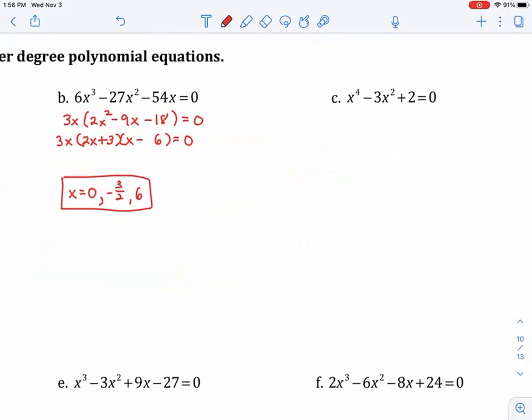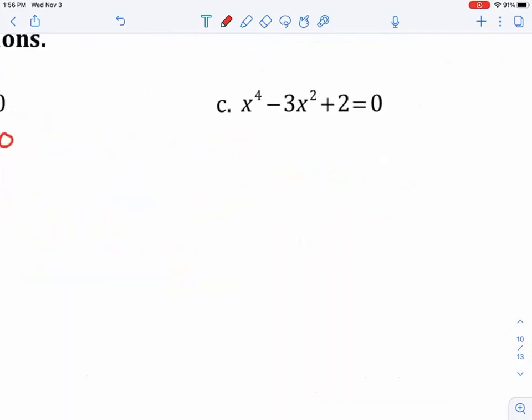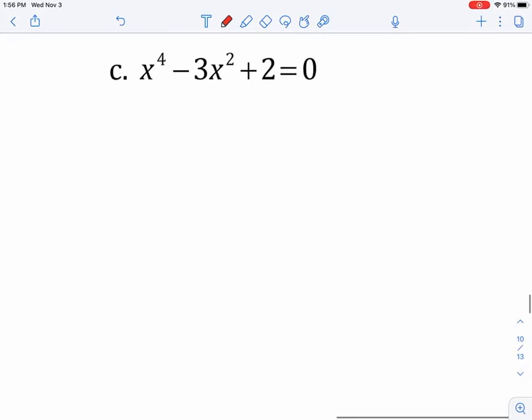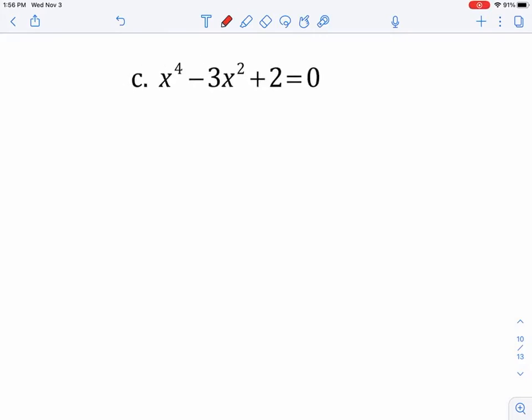All right, part C. This one we have an x to the 4th. Now I'm going to do this 2 ways. First, don't be freaked out by the x to the 4th. If this was x squared minus 3x plus 2, you guys would probably think it's an easy problem. So I'm going to do a substitution.